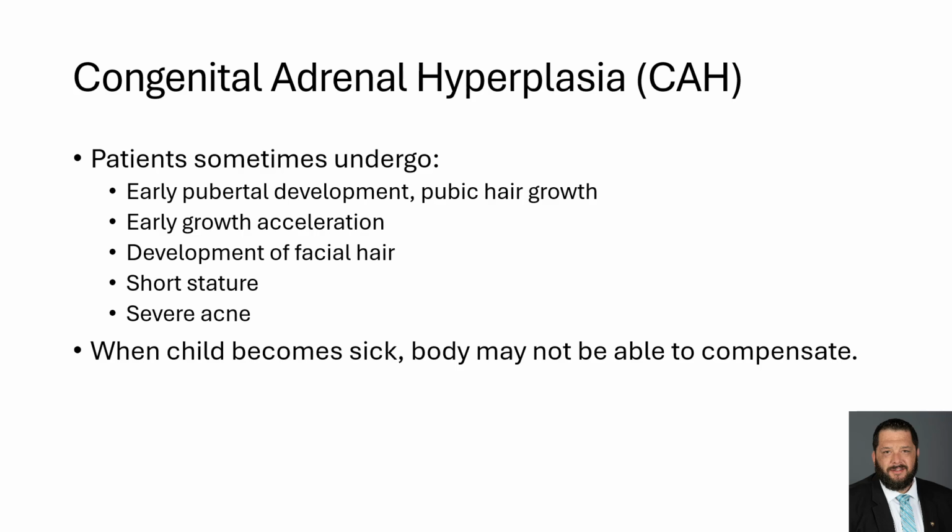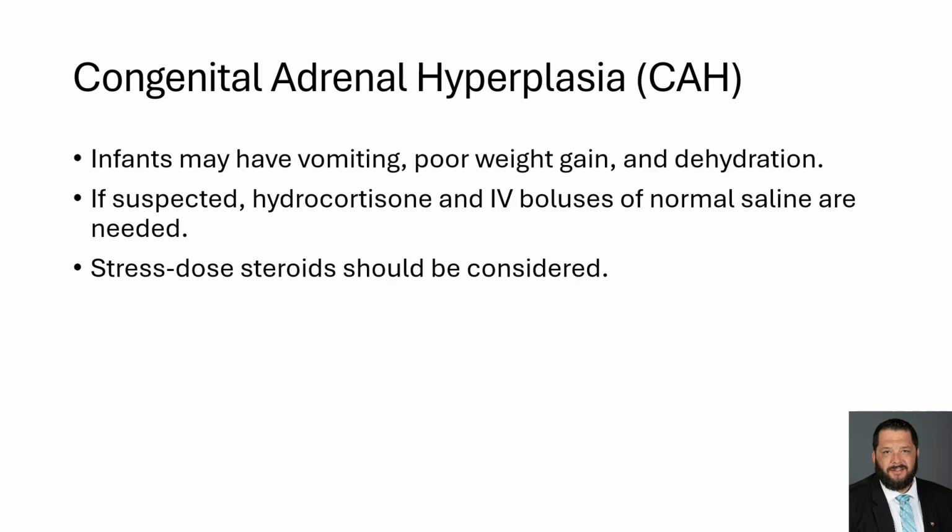Some of these patients will undergo early puberty, as we spoke about earlier. You may also see early growth acceleration, development of facial hair, and short stature. When the child becomes sick, the body may not always be able to appropriately compensate, so normal mechanisms of compensation, or assessment of compensation of cardiovascular status, may be impeded for these patients. Infants may have vomiting, poor weight gain, and dehydration. If suspected, hydrocortisone and IV boluses of normal saline are needed. You're going to have a hard time diagnosing this in the pre-hospital world, but this may be a complication of a known diagnosis within this patient.